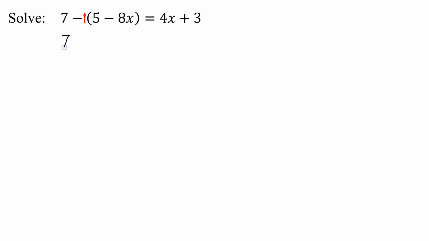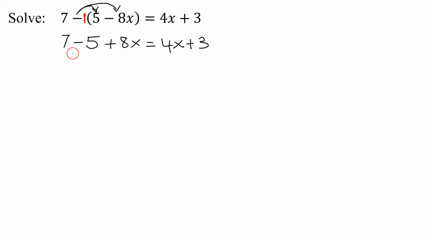So I'm going to get 7, then -1 times 5 is -5. -1 times -8x is positive 8x, as a negative times a negative is a positive, equals 4x plus 3. One way to check if you've done this correctly is, have you flipped both of these signs? I went from positive 5 to a -5 and -8x to positive 8x. That's what distributing a negative into a parentheses does. It changes the signs of all the terms in the parentheses.